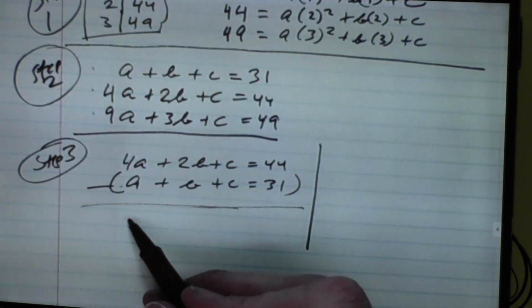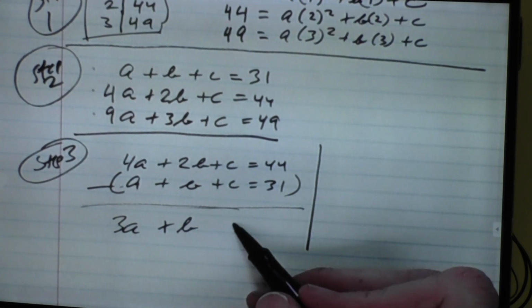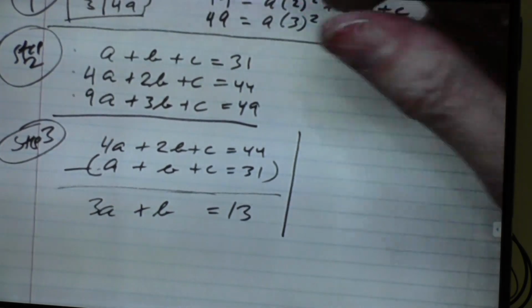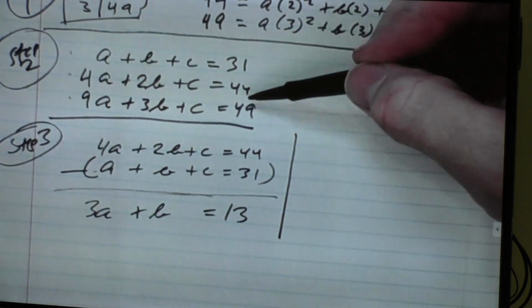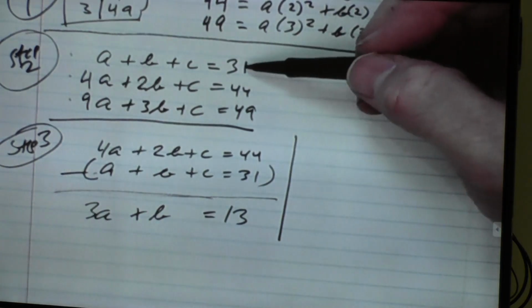So 4 minus one of them is 3A, 2 minus one of them is just a B, and that equals 13. But I have to do it again. I used the second equation and subtracted the first. Now I'm going to use the third equation and subtract the first one.